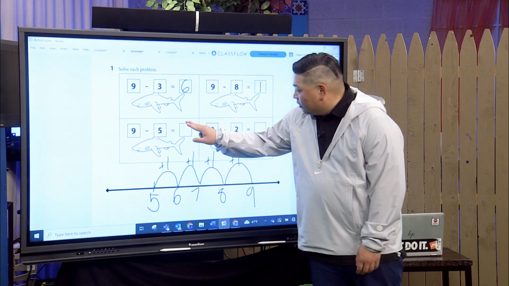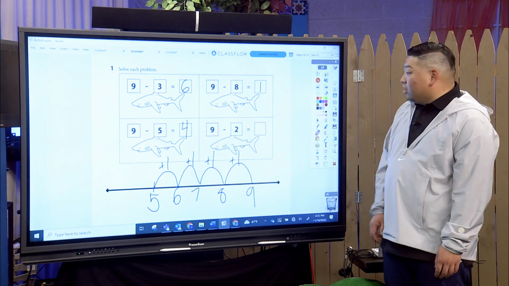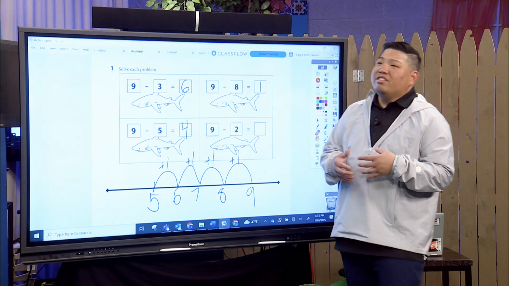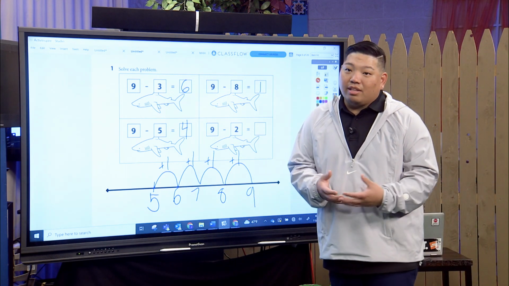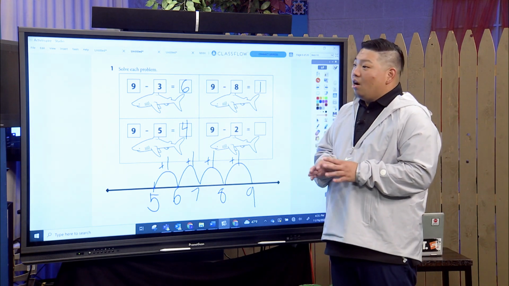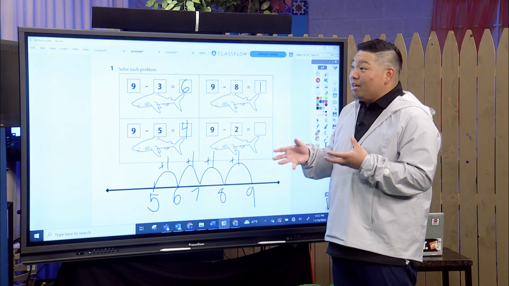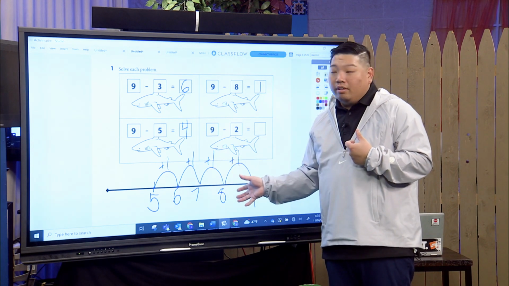Oh, so the answer's 4. Very good. That shark is very impressed. So boys and girls, if you're sitting at home right now and you're saying, wow, this is so easy, I can do this, this is a cool strategy that you can use for subtraction all the way up to numbers in the hundreds, even the thousands, by using the ability to count on, just like this.